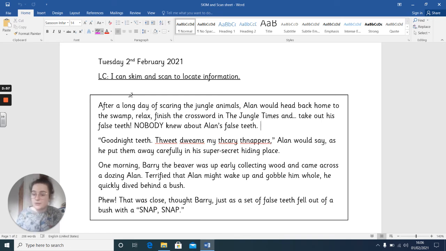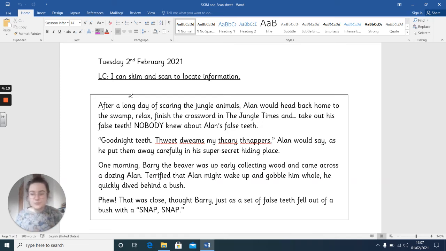I also know that names begin with capital letters, so if I'm looking for the alligator's name, it's going to have a capital letter, but it's probably not going to be at the beginning of a sentence, because that's where capital letters always come. It's going to be in the middle of a sentence.